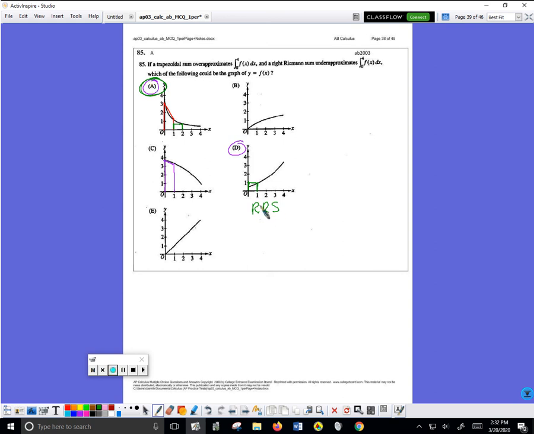So again, the green would be what the right Riemann sum would look like. The red is what a trapezoidal Riemann sum would look like, or the purple is also a trapezoidal. Whenever they ask questions about whether a Riemann sum over or under approximates, I always draw pictures. I find it easiest to answer the problem that way.